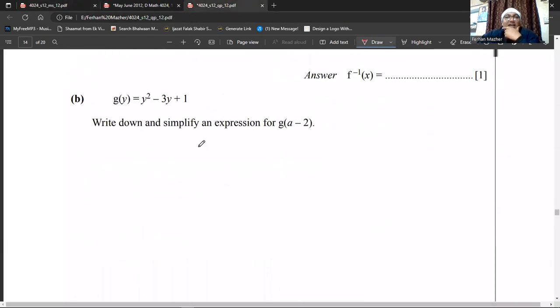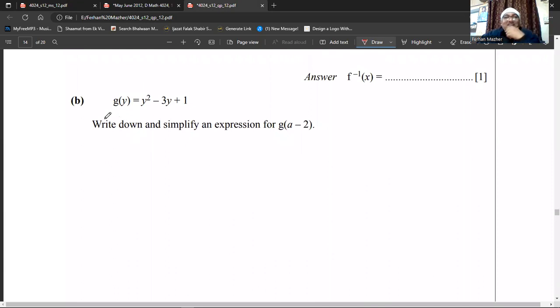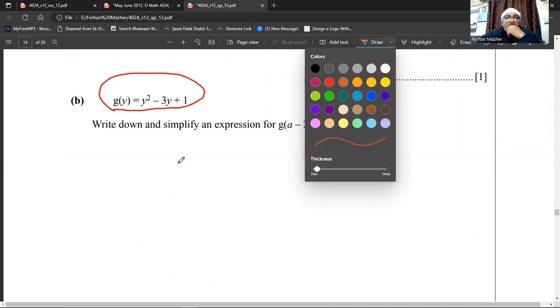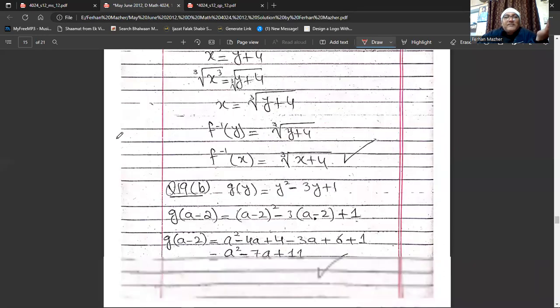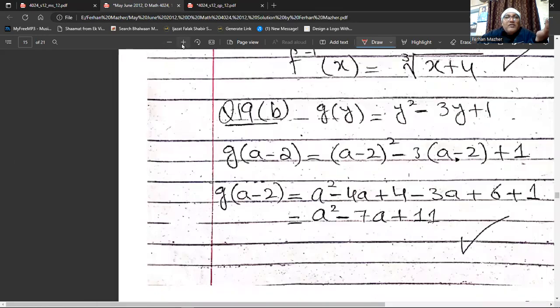Okay, then we have g of y. Another function is given. G of y is equal to y square minus 3y plus 1. The question is asking me to find g of a minus 2. So wherever you have the y, in the place of the y, I will put a minus 2. Okay, very simple, straightforward thing. So here we go.